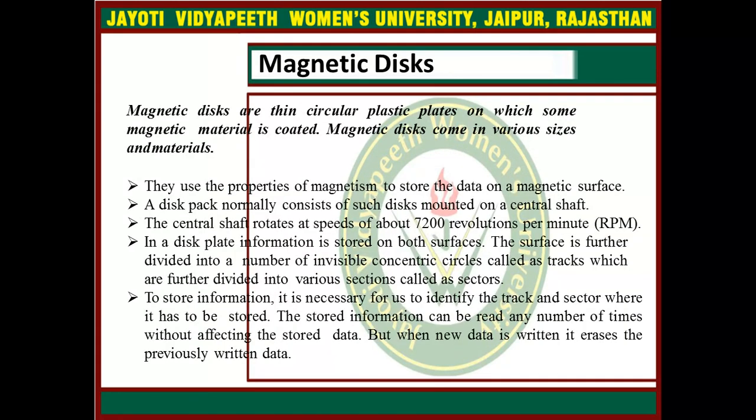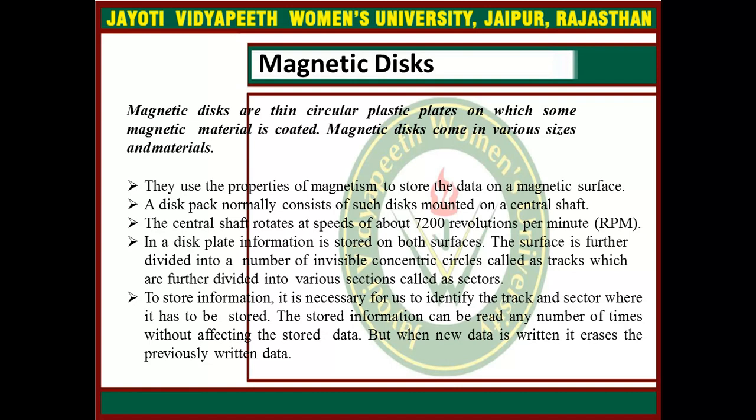Now come to the magnetic disc. Magnetic discs are thin circular plastic plates on which some magnetic material is coated. Magnetic discs come in various sizes and materials. They use the properties of magnetism to store the data on a magnetic surface. A disc pack normally consists of such discs mounted on a central shaft, and the central shaft rotates at a speed of about 7200 revolutions per minute, that is called RPM.